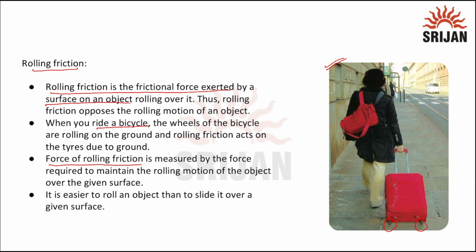The force of rolling friction is measured by the force required to maintain the rolling motion, because rolling friction tries to oppose the rolling motion. It is easier to roll an object, as I told earlier also, because the magnitude of rolling friction is less than the sliding friction. That is the only reason nowadays people prefer using suitcases that have rollers, or we say tires, because rolling friction is less compared to sliding friction.